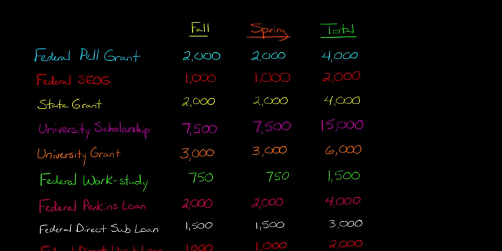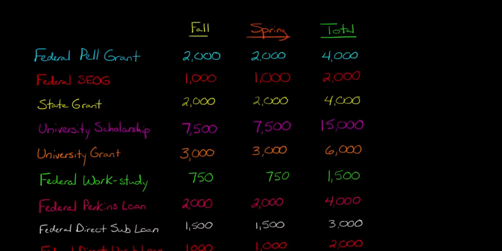And then let's say that the federal SEOG, that's a Supplemental Educational Opportunity Grant. That's what that SEOG stands for. So that's another federal grant. Let's say you get $2,000 in that. And then let's just say that the state offers you a $4,000 grant, and then you get a university scholarship. Let's say it's an academic scholarship. Your ACT was really high or something. You get $15,000 from that. And then you get a need-based grant from the university of $6,000.